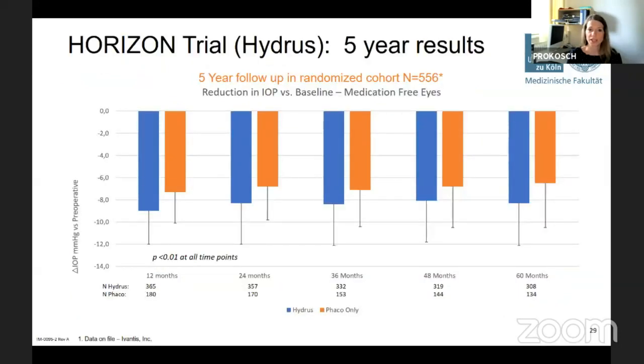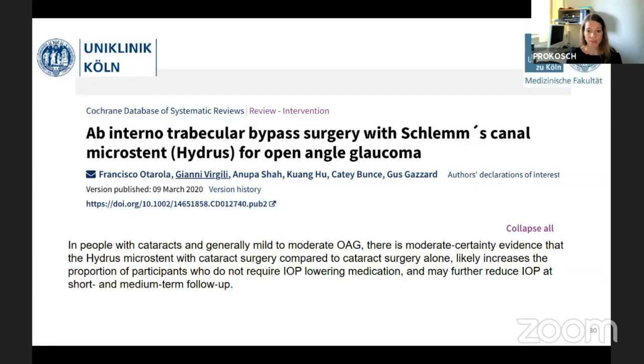The HORIZON trial shows good results for the Hydrus. The 5-year results show a good IOP lowering effect from baseline, although combined with phaco. They compared phaco combined versus phaco alone, and the combined group had a lowering effect over time. But the difference from the Hydrus alone was only 2 millimeters of mercury. So you get an additional effect to the phaco with a Hydrus of 2 millimeters of mercury. The Cochrane database review covers mild to moderate open-angle glaucoma. There's moderate certainty evidence that combined with cataract surgery, it requires less IOP lowering medication.